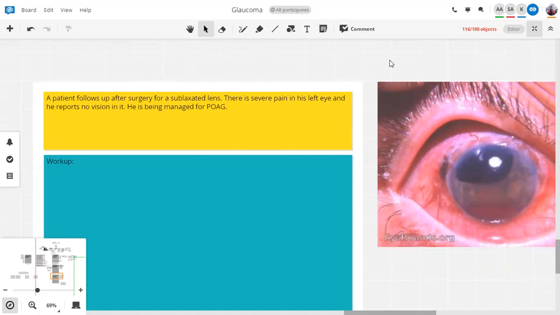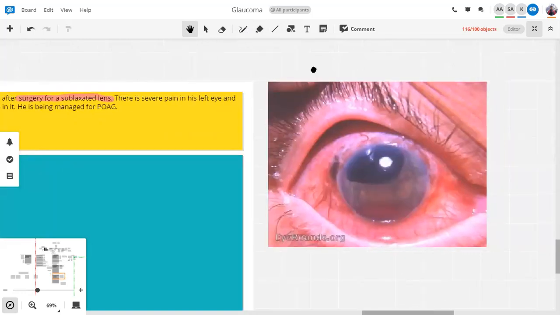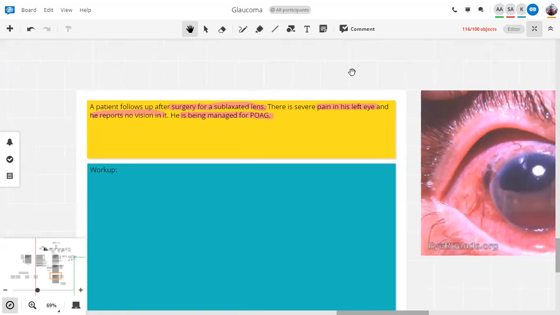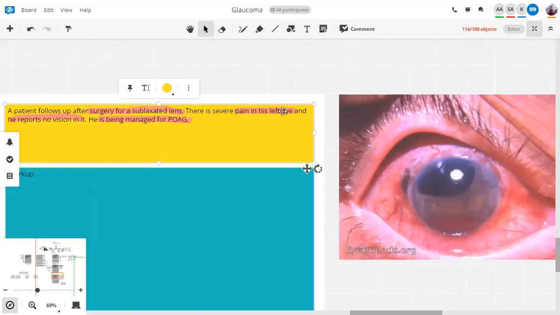So let's see what is important in this history in this patient. The patient follows up after a surgery for a subluxated lens. All right, there's a history of surgery. First thing. Second, there is severe pain in his left eye. Correct this, it's actually his right eye. On examination, he has pain in his right eye and he reports no vision in it, and he is being managed for posterior open angle glaucoma. So we have three important symptoms over here.